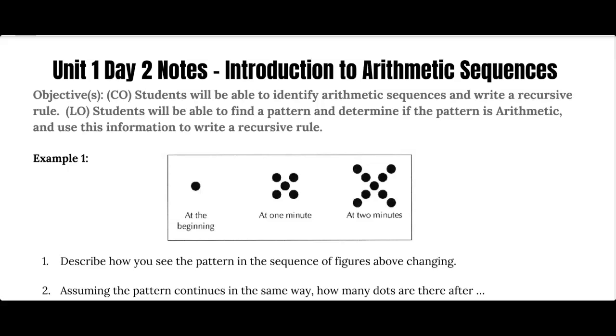Guys, this is the video for Unit 1, Day 2 notes in Math 1. So this is our first official Math 1 unit. Last unit was a lot of review stuff, but this unit really gets into some new Math 1 concepts.